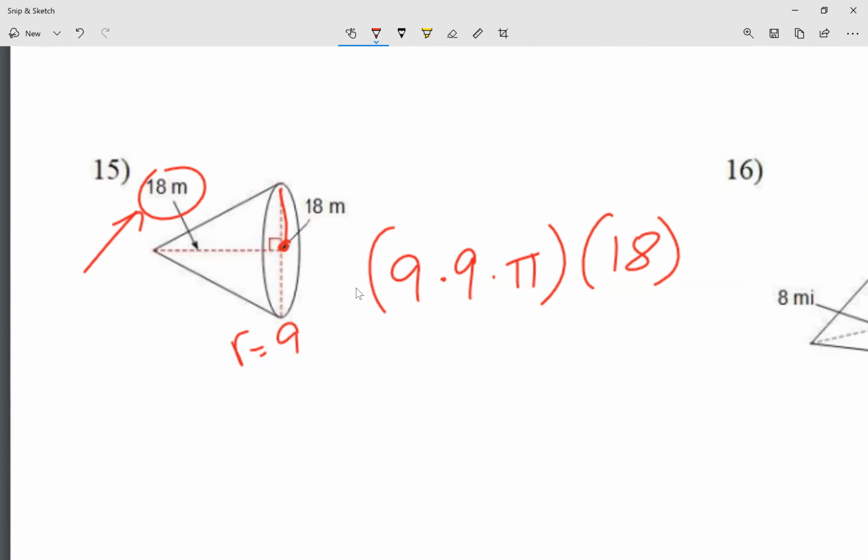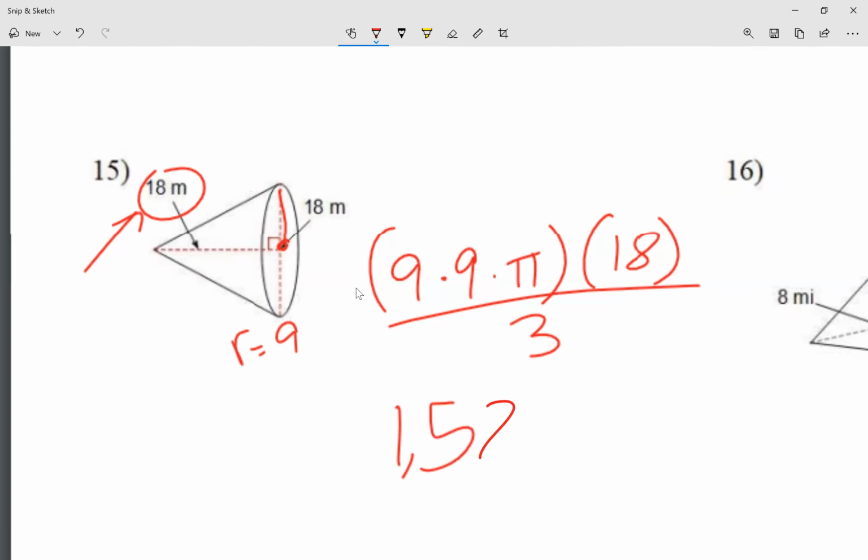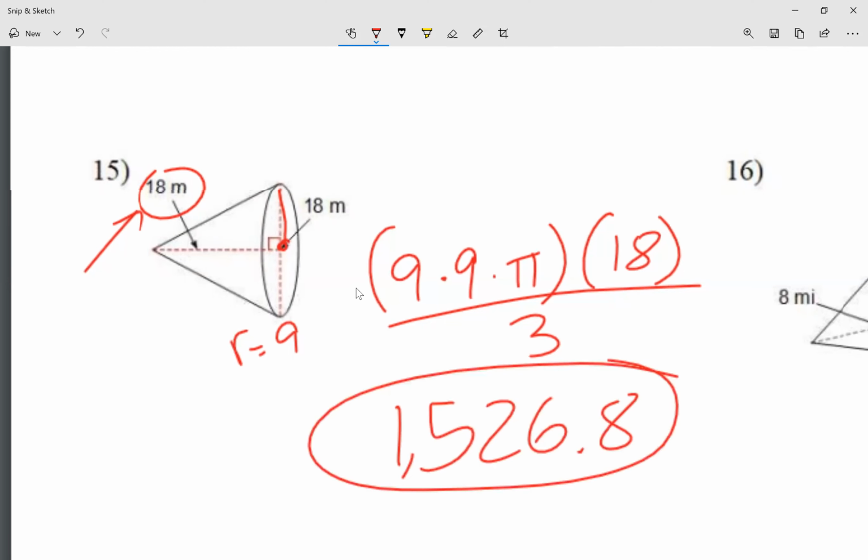So area of the base times height divided by 3. So I'm going to go 81 times pi times 18 divided by 3. I'm going to round my answer to 1 decimal place, and I'm going to get 1,526.8. Make sure you type this on a calculator to follow me along.